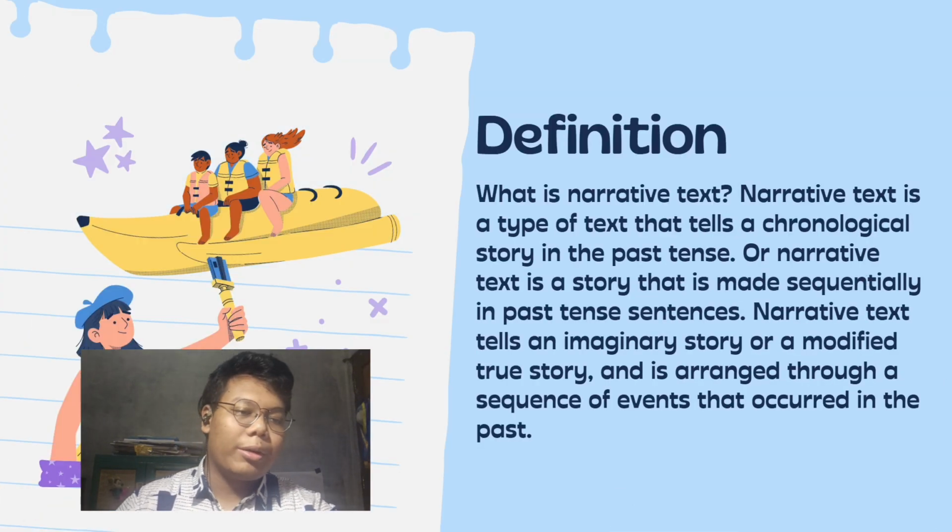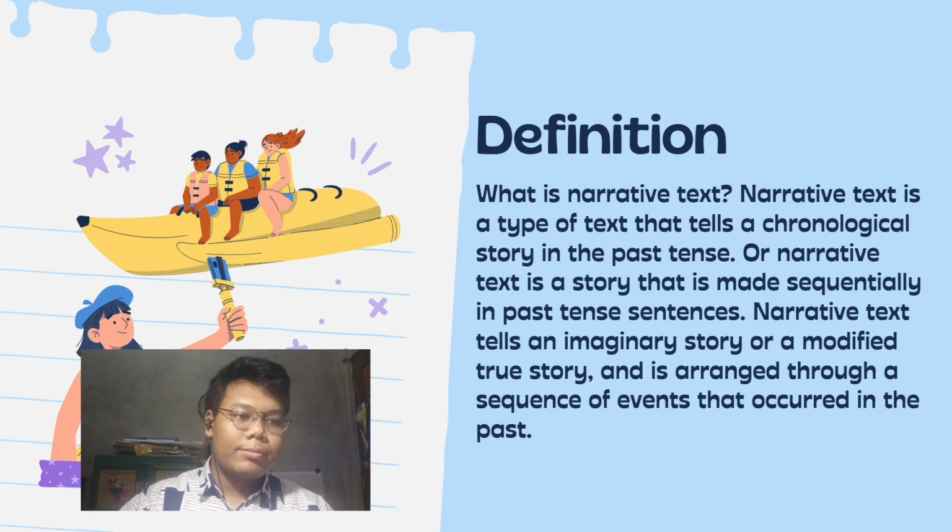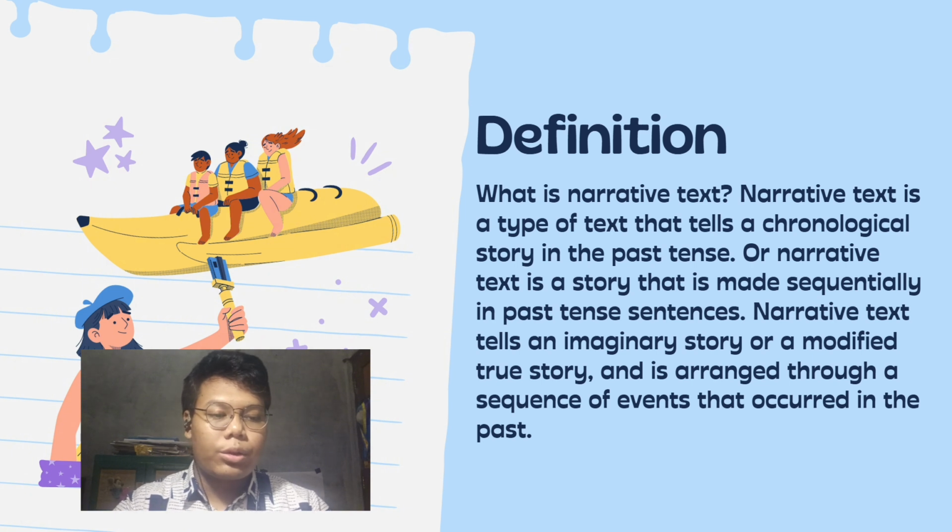Now let's move into the PowerPoint. With the first page, we are going to talk about the definition. So what is narrative text? Narrative text is a type of text that tells a chronological story in the past tense, or a story that is made sequentially in past tense sentences. Narrative text tells an imaginary story or a modified true story and is arranged through a sequence of events that occur in the past.